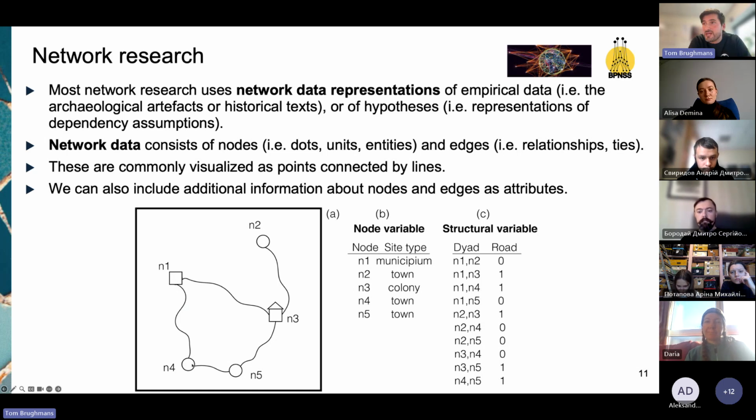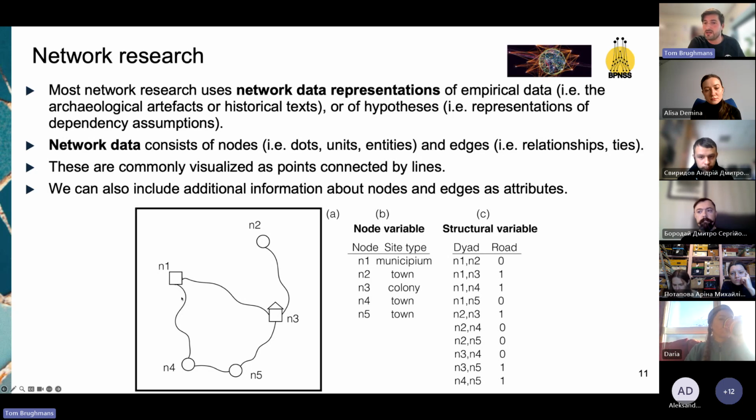We can also have additional information about these nodes. For example, in this case, we know that these Roman settlements have different statuses. We see here that node 2 is a town, that node 3 is a colony, and that node 1 is a municipium. If we argue that relationships can affect the opportunities of these nodes, then this might be interesting information to know. It might be relevant to know that some of these towns are colonies and some are municipia. And maybe the number of roads or where they're positioned in a road network could be affected by this status. We could also imagine that we have additional information about these edges, about these relationships.